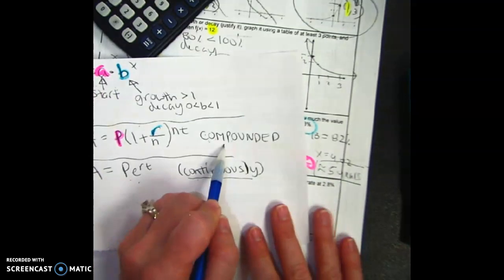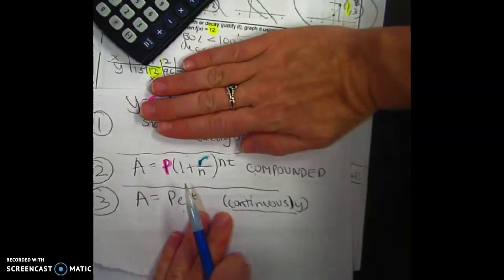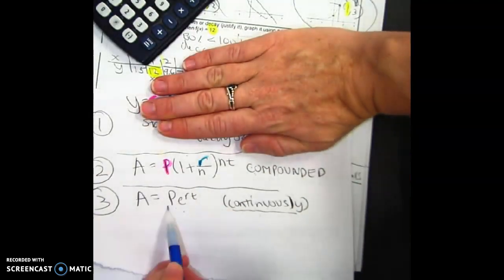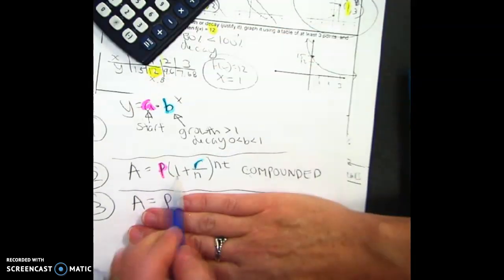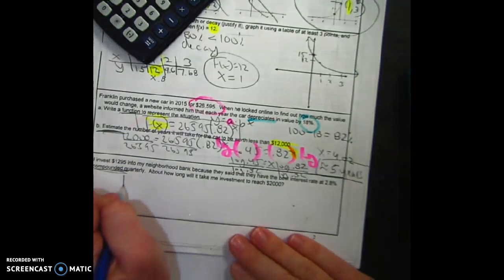All right, now the word problem. What am I looking for? The word compounded. So as soon as I see compounded, this one's out. If I see continuously, then it's this one. If I don't see continuously, then it's that one. I don't see continuously, it's that one. Do you need to memorize it? Yes, you do.